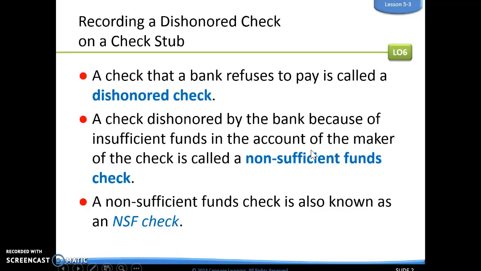Okay, so recording a dishonored check on a check stub. A dishonored check means a check that a bank refuses to pay. There are a lot of reasons that you might have a dishonored check, but the most popular reason is non-sufficient funds. That means that the person that wrote the check does not have enough money to cover the check. So let's say that they wrote a check for $100 and they only had $50 in their account. That would be insufficient funds. A non-sufficient check is also known as an NSF check.